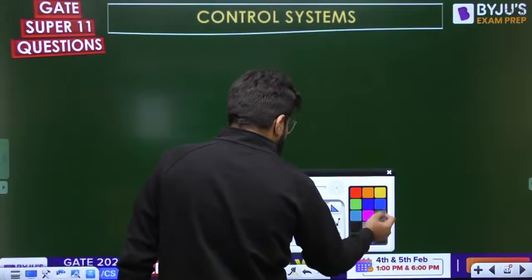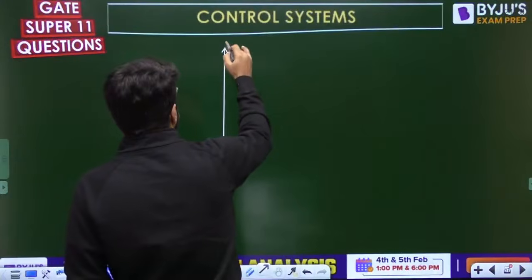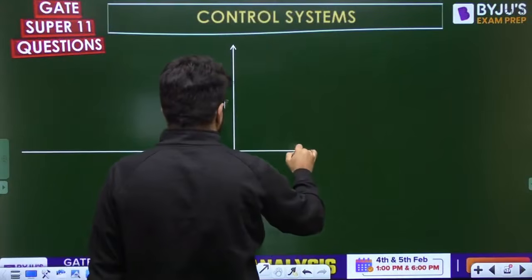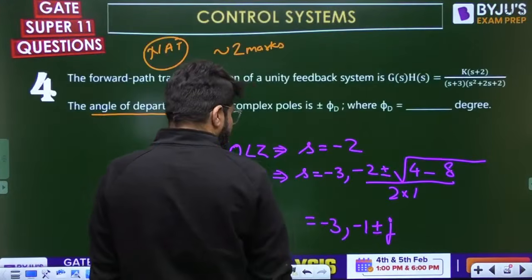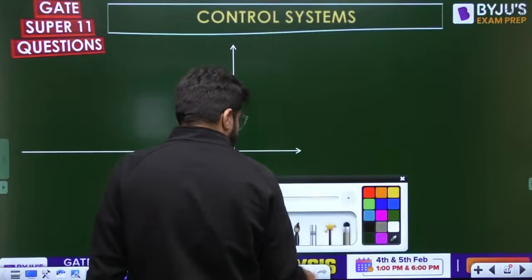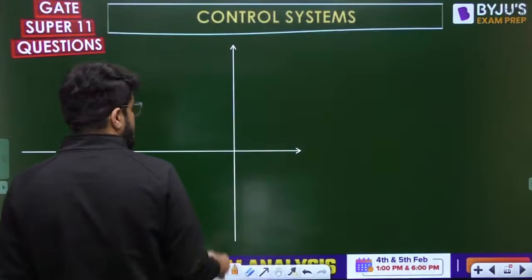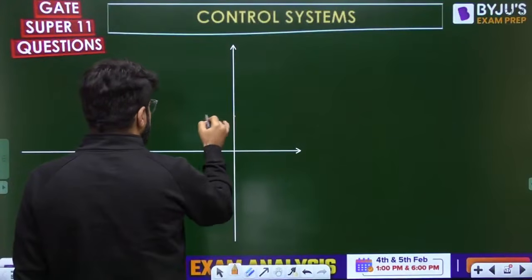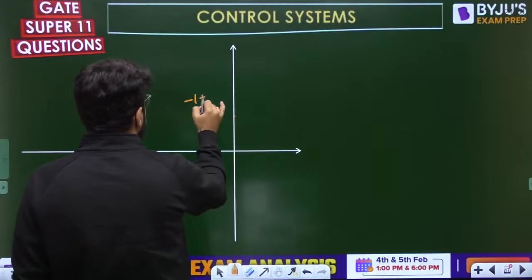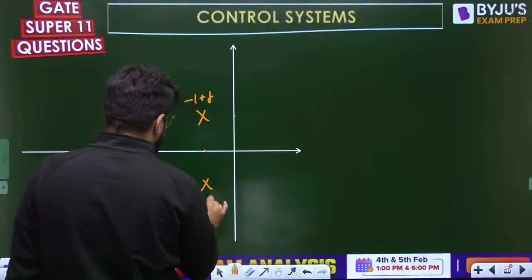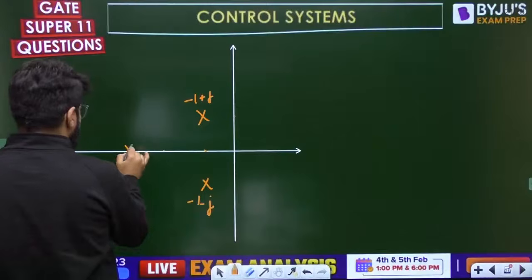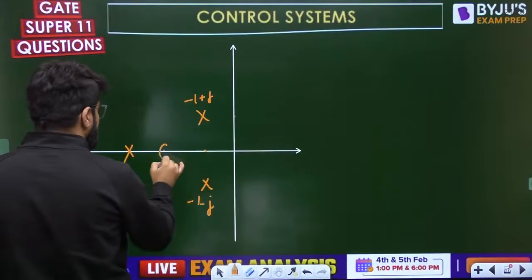Now a small geometry, and we solve the question. What are the poles? -1 plus minus j, -3 and -2. -2 to 0 hai. Poles -3 and -1 plus minus j. Pehle isko dekh lete hain. This is one of your conjugate poles, -1 plus j. So this is -1 minus j, and then you have the pole at -3 and a 0 at -2.